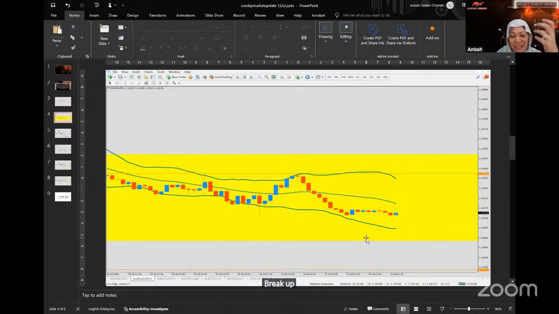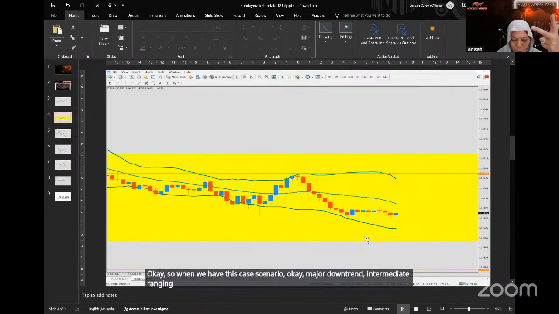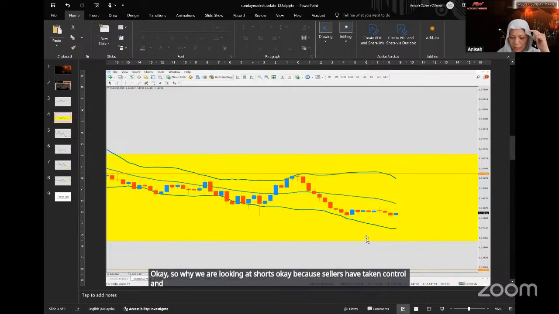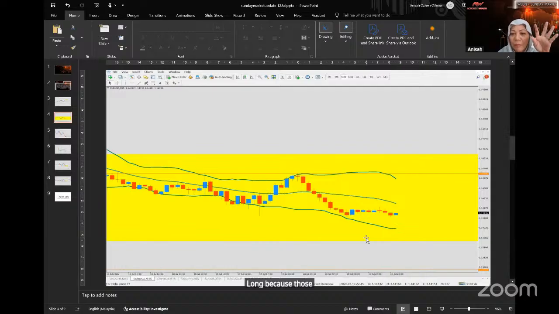So when we have this scenario, major downtrend, intermediate ranging, and short-term downtrend, the proper strategy is to go short. Why are we looking at shorts? Because sellers have taken control and are pushing toward initiating a full breakout. That's why we only want to go short. We don't want to take a risk on going long, because those longs could be temporary. You don't want to get caught up in a fake short uptrend.